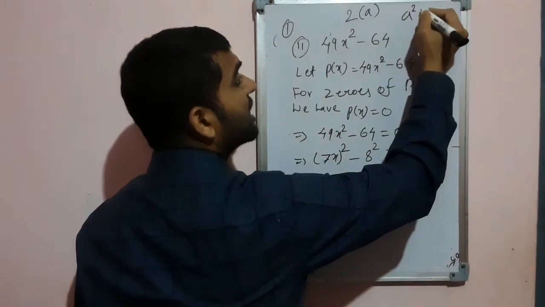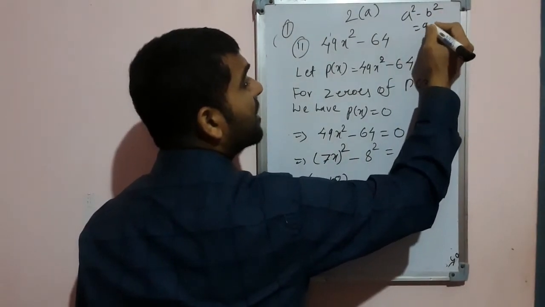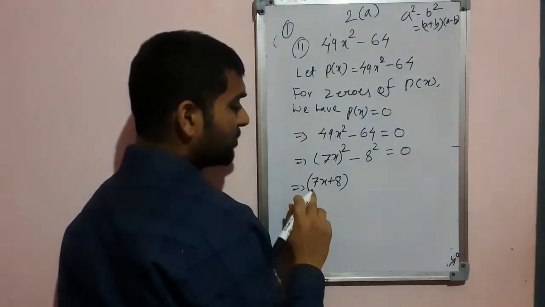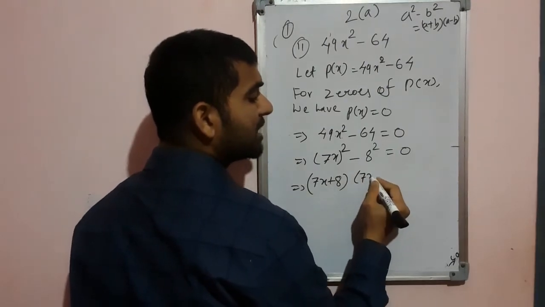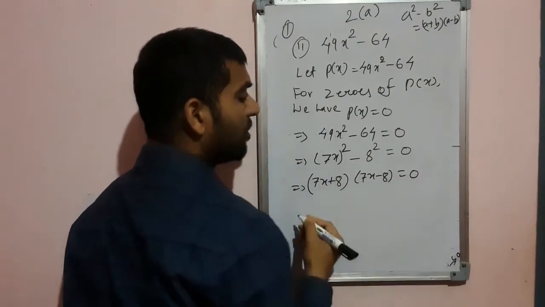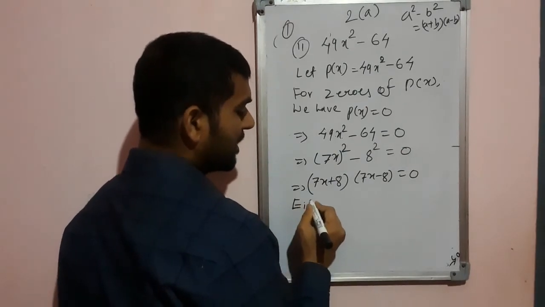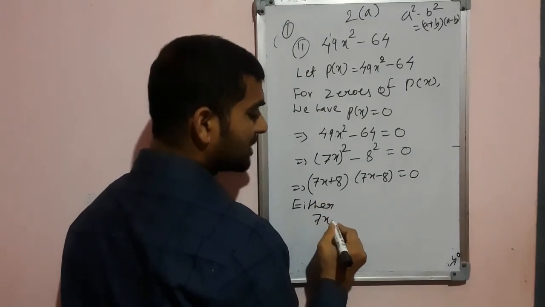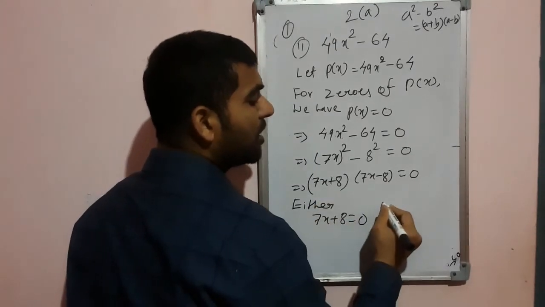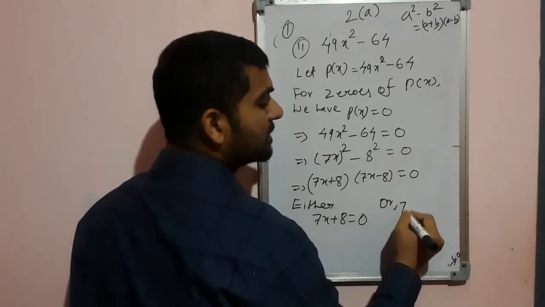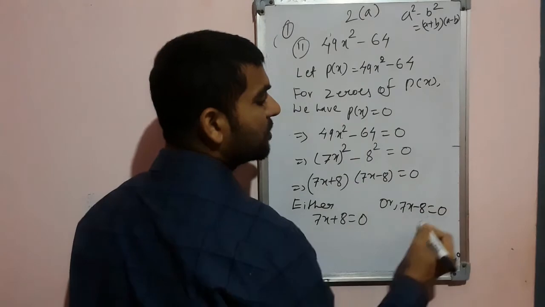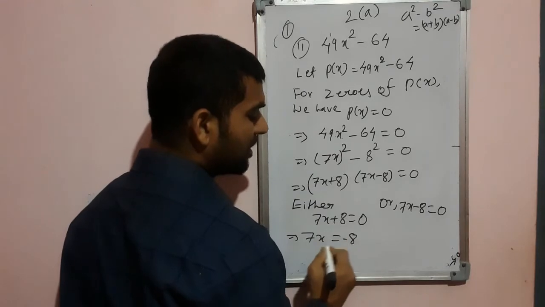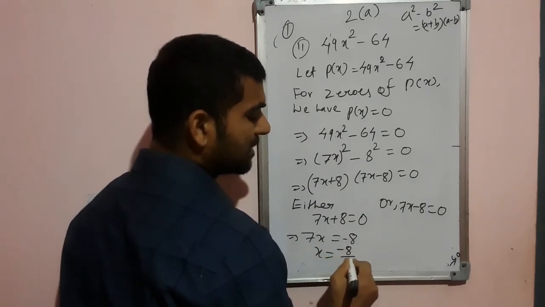You already know the formula. A square minus b square is what? A plus b, a minus b. So by this formula, 7x plus 8 times 7x minus 8 equal to 0. Either this term will be 0 or this one. So we write either 7x plus 8 equal to 0 or 7x minus 8 equal to 0. We take 8 that side, it will be 7x equal to minus 8, or x equal to minus 8 by 7.